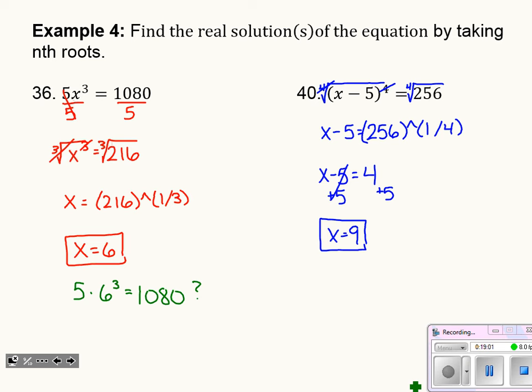Now let's try the next one. 9 minus 5. I got to do the work in parentheses first. Plugging in to check 9 minus 5, is that to the 4th equal to 256? So let's do the 9 minus 5. That would just be 4, and then raised to the 4th power. I hope I get 256, and I do. So both of these answers checked out. They made true statements when I plugged my answer back in. We know we did that work correctly.